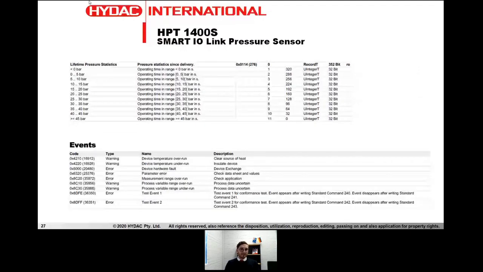And part of the statistics that the sensor does, it logs over its lifetime how much time in seconds it spends within a certain percentage of its pressure range. As you can see here, it's broken down from less than 0 bar to greater than 45 bar, and for every second that the sensor spends in a certain pressure range, it logs it, and it will tell you how many seconds it actually spends in that pressure range.